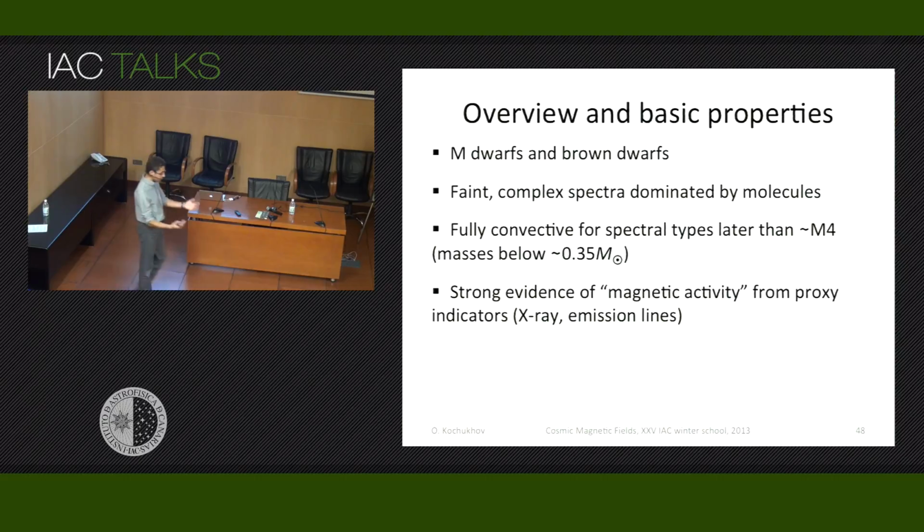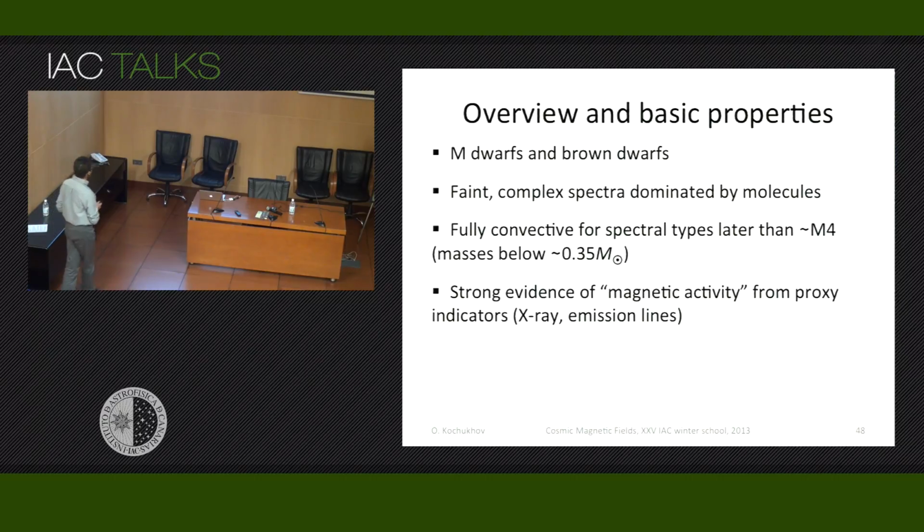The entire star has a convection zone, and what it means is that there is no tachocline. There is no shear layer where, as we know from the Sun, the magnetic field is probably generated. So the dynamo in these stars is definitely of non-solar type.